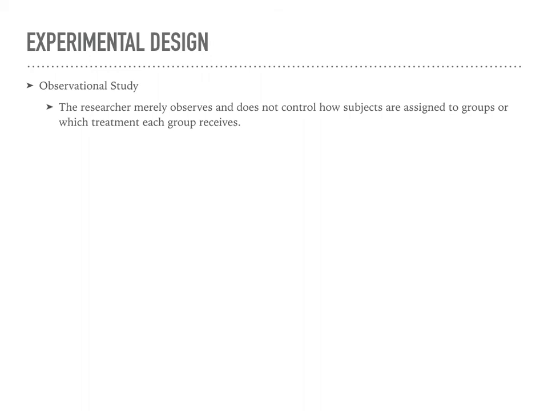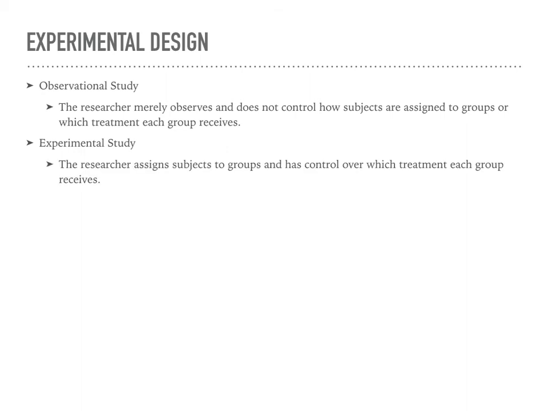Let's talk about experimental design. You could perform an observational study. An observational study is where the researcher merely observes and does not control how subjects are assigned to groups or which treatment each group receives. There's also experimental studies. So in an experimental study, the researcher assigns subjects to groups and has control over which treatment each group receives.